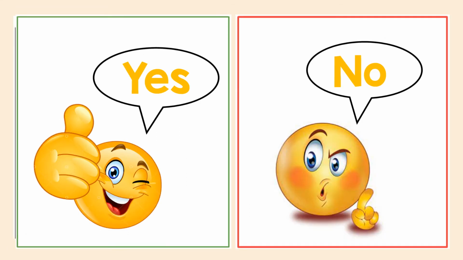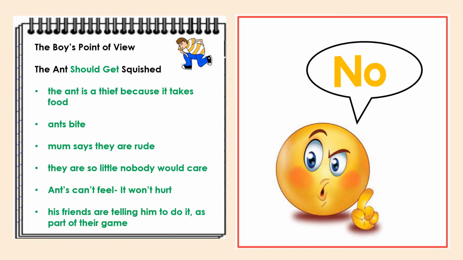After reading the story again, I decided to write down all the points that the boy made to squish the ant and all the points that the ant made to save his life. This is what I came up with. For the boy, he mentioned these points.